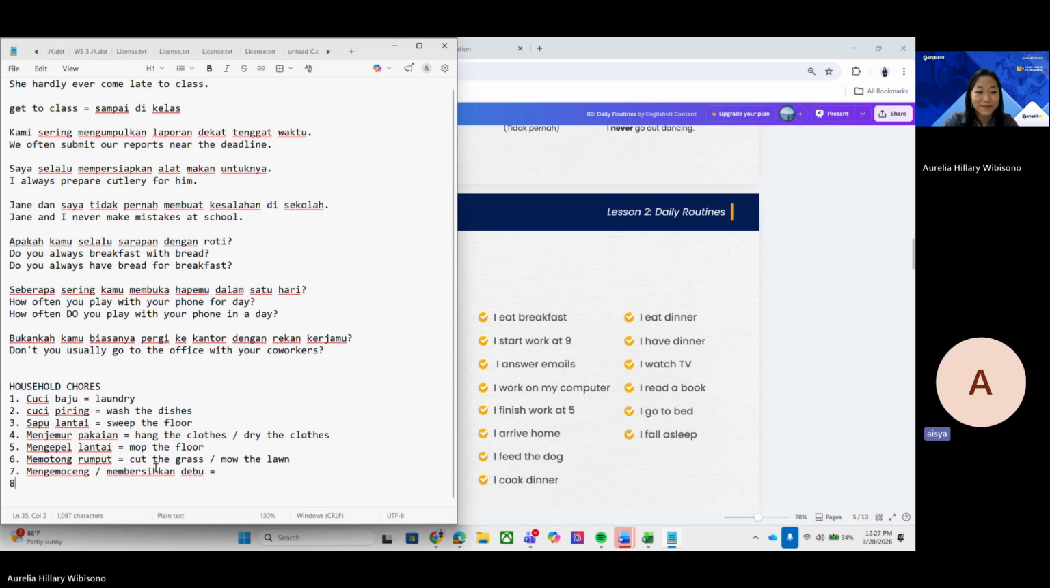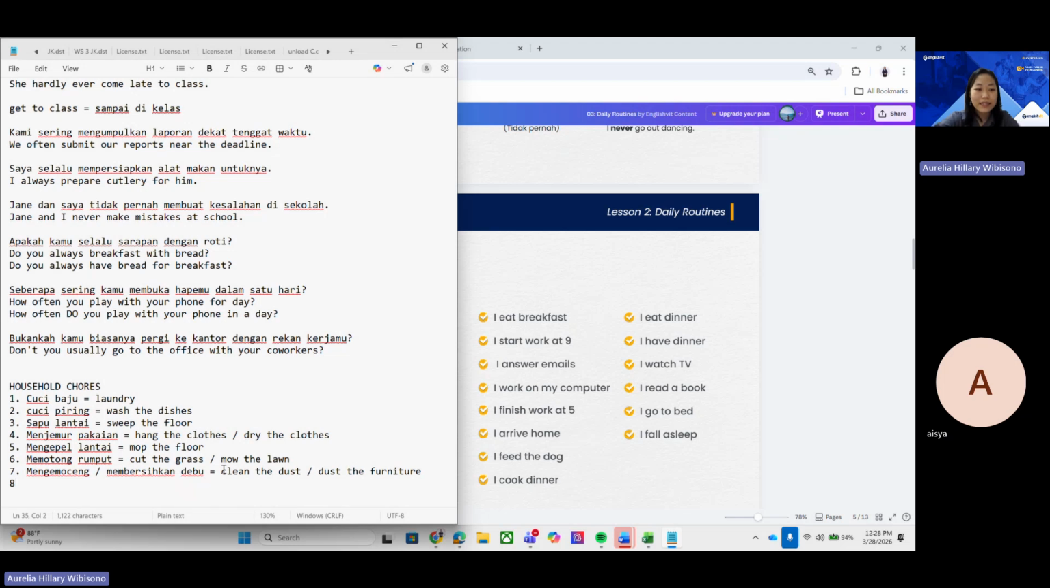Kalau debu, dust. You can simply say clean the dust. Or dust the furniture. Because usually dust stains the furniture, right? Iya, betul. The table, the chair, the cupboard, they usually have dust on them. So you have to dust the furniture.